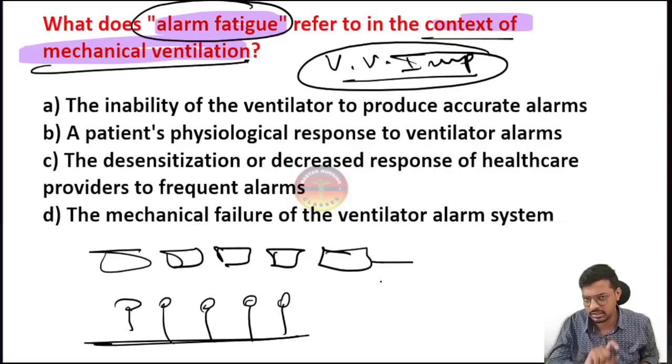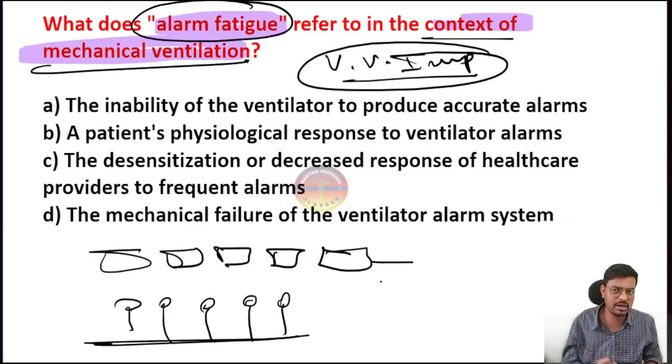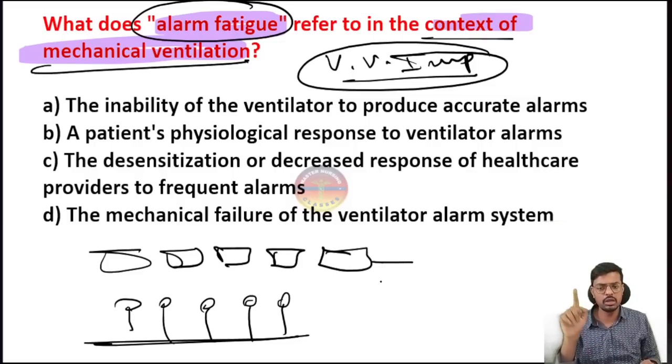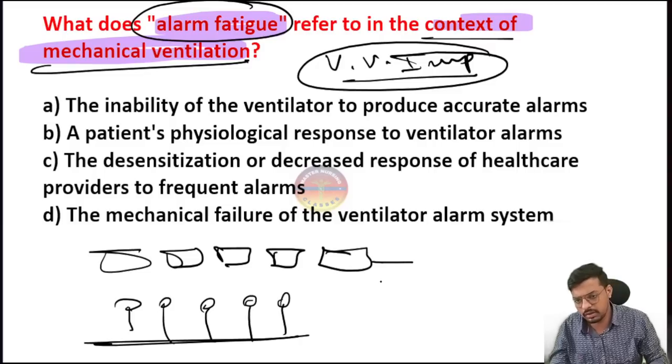In order to prevent this, we have installed two sets of alarms. One is the high pressure alarm, one is the low pressure alarm. A continuous alarm is not preferred, so switch the continuous alarm off. Only when there is an obstruction, only when there is a disconnection, then only the alarm should beep. So in order to reduce alarm fatigue, we have started the high pressure alarm and low pressure alarm. That's it. Very important.